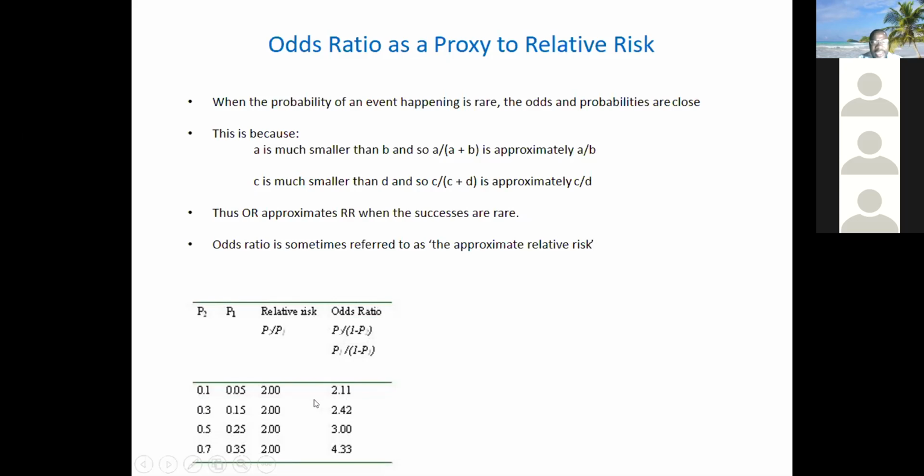But come and see the one where the disease is rare, 0.1. The difference between 2 and 2.1, can you see? The difference between the relative risk and odds ratio is small here. But when the disease prevalence becomes higher, can you see now? It's another way to confirm what I said.